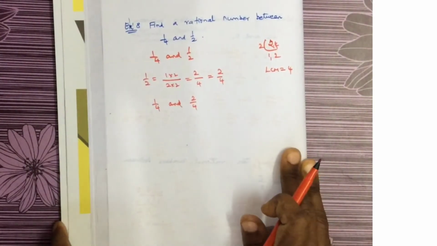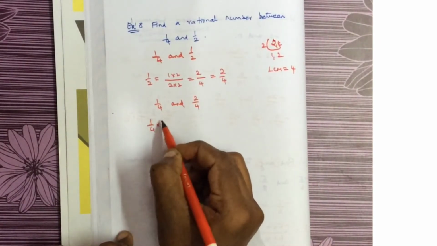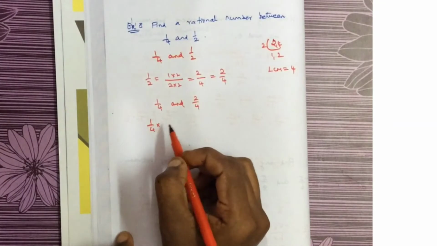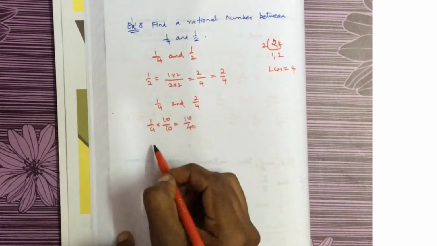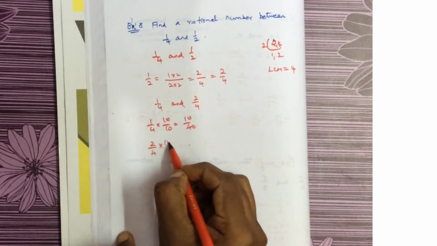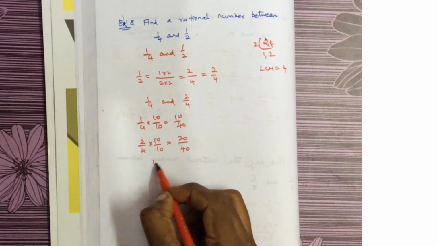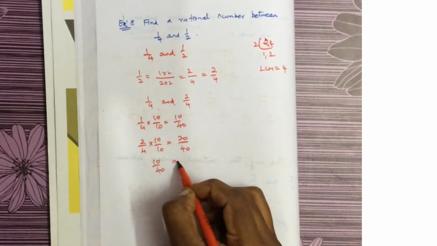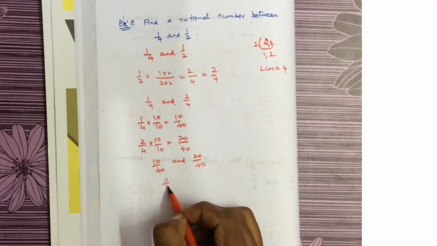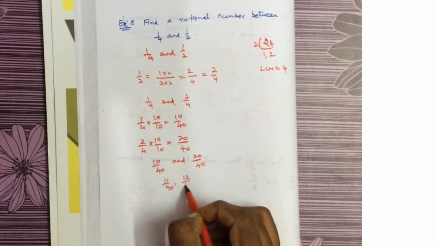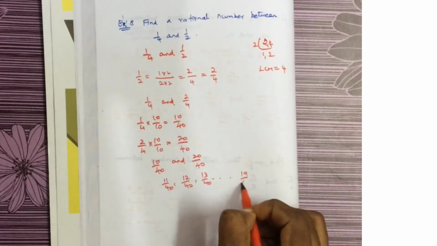Now we have to find a rational number between this 1 by 4 and 2 by 4. So I am multiplying by 10. This is 10 by 40. 2 by 4 is 20 by 40. So now we have to find a rational number between 10 by 40 and 20 by 40. So we can say any number 11 by 40, 12 by 40, 13 by 40 up to 19 by 40.